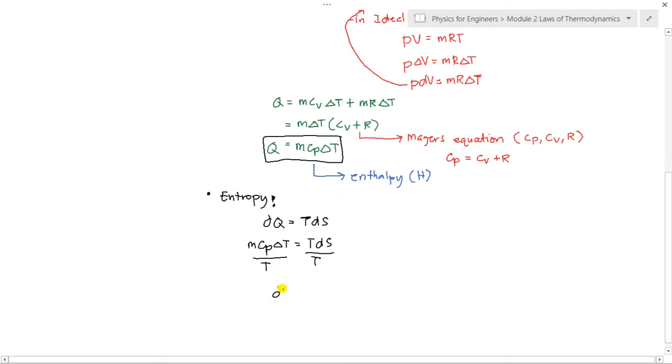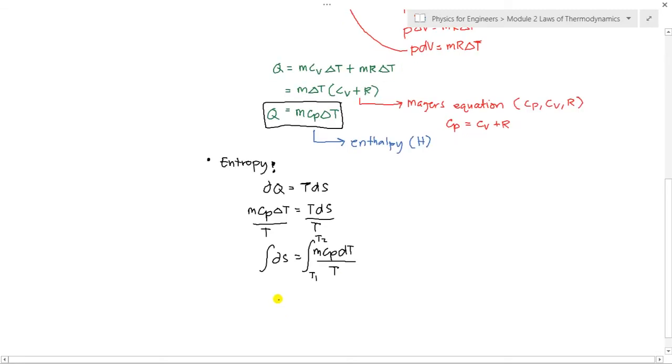So we have dS is equal to mCp, let's just rewrite it as dT, all over T. Then integrate both sides to get the entropy S from T1 to T2. So that would be S equals, we extract the constant mCp, integral from T1 to T2, then that would be dT over T.